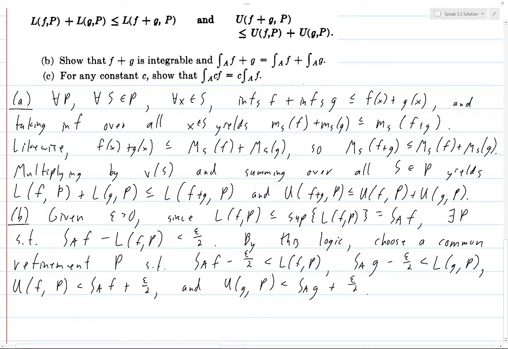Now, one of the things that we talked about is that taking finer refinements will get you closer to the value of the integral. So what we can do is take these four partitions that we get from satisfying these four inequalities and find a common refinement to all four of these partitions. And this common refinement will also make these inequalities hold, because it will get the upper sums and the lower sums even closer to the values of the respective integrals.